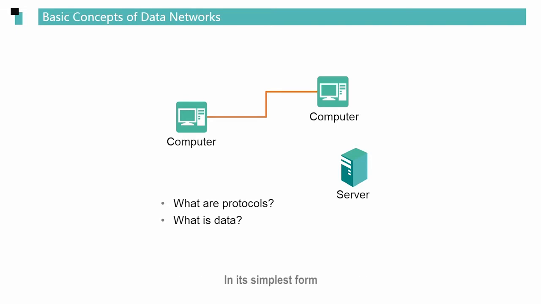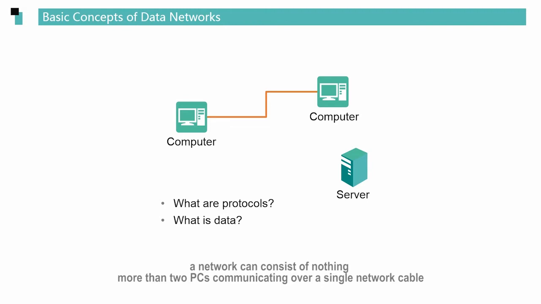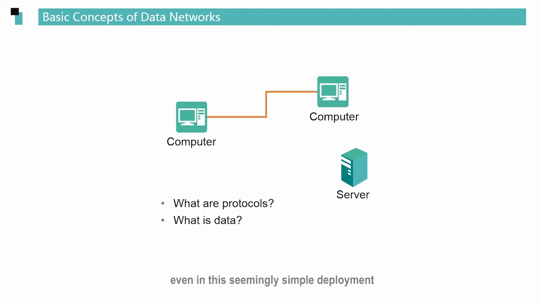In its simplest form, a network can consist of nothing more than two PCs communicating over a single network cable. However, even in this seemingly simple deployment, there is a lot going on. For example, which standards are being used? Which protocol are the two PCs using to communicate?